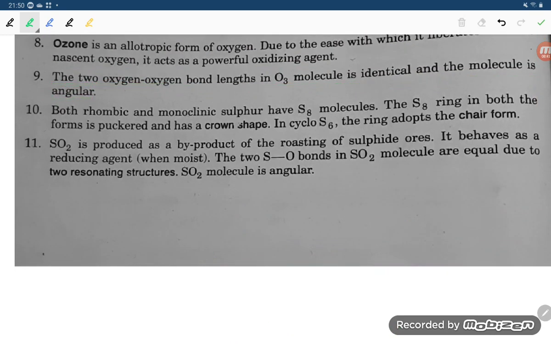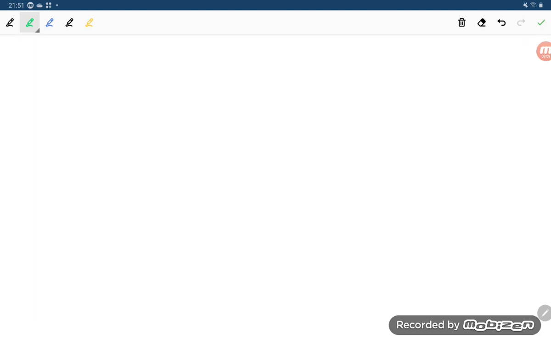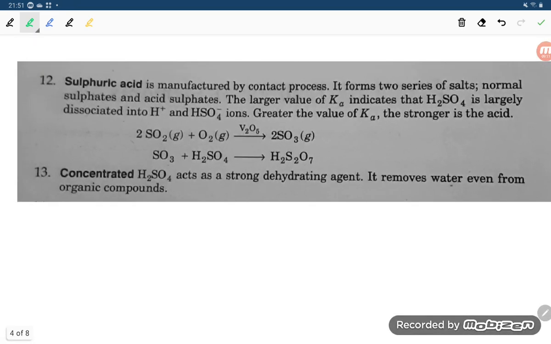Next one: both rhombic and monoclinic sulfur have S8 molecules. The S8 ring in both forms is puckered and has a crown shape. In cyclo-S6, the ring adopts the chair form. SO2 is produced as a byproduct of the roasting of sulfide ores. It behaves as a reducing agent when moist. The two S-O bonds in the SO2 molecule are equal due to two resonating structures. The SO2 molecule is angular.